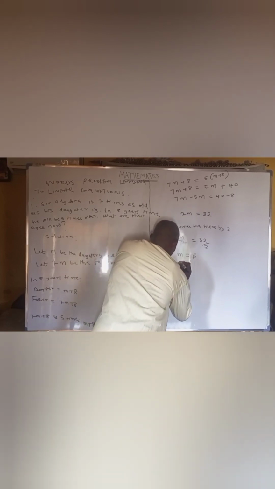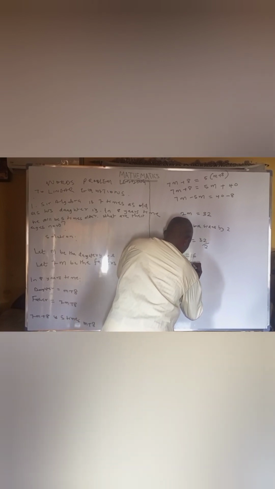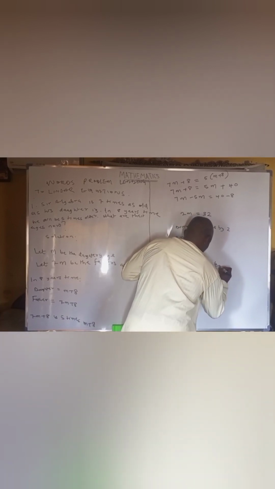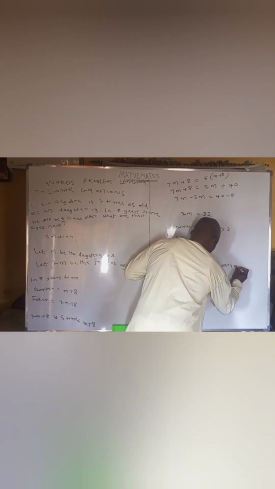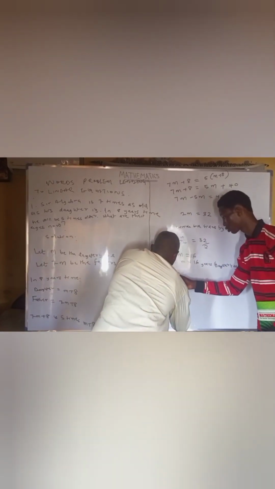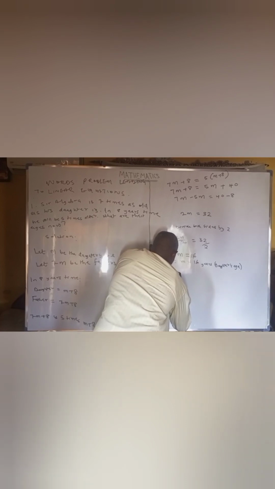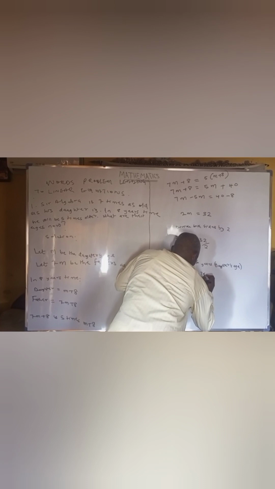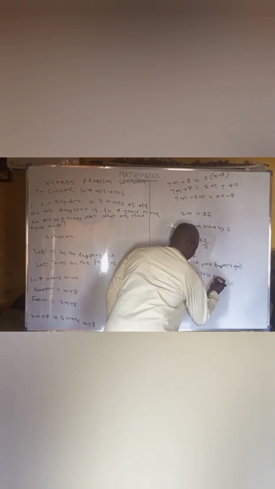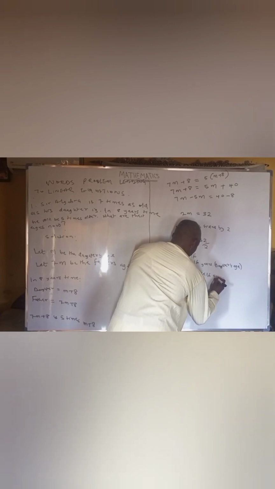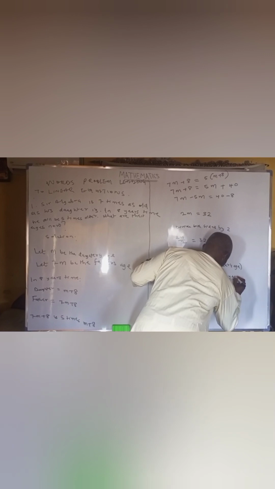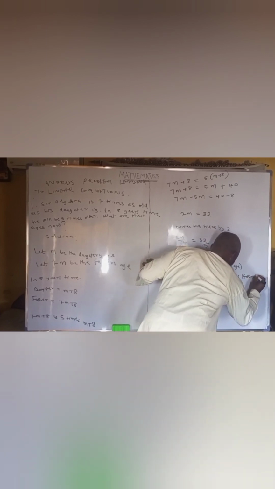Therefore, you can say that M is equal to 16 years. That is the daughter's age. Then the father's age is 7m, which simply means 7 times m, and is the same thing as 7 times 16. 7 times 6 will give you 42, and 7 times 1 will give you 7, plus 4 will give you 11. That is 112 years. That is the father's age.